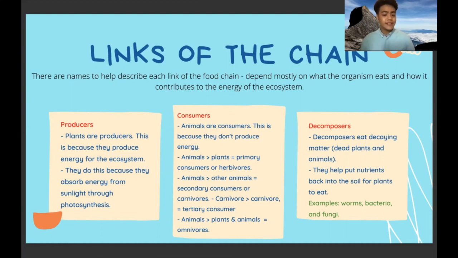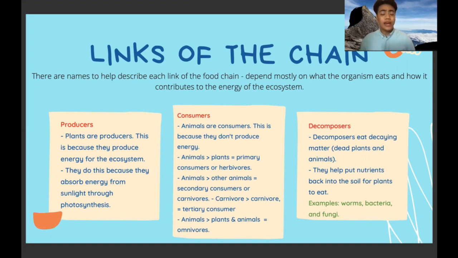Second, we have the secondary consumers, also known as carnivores. It happens when an animal eats another animal. The third one is the tertiary consumer, which happens when a carnivore eats another carnivore. And lastly, we have the omnivores, which happens when an animal eats both plants and animals.